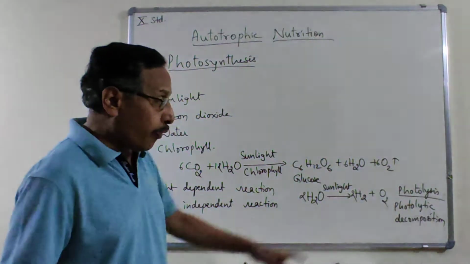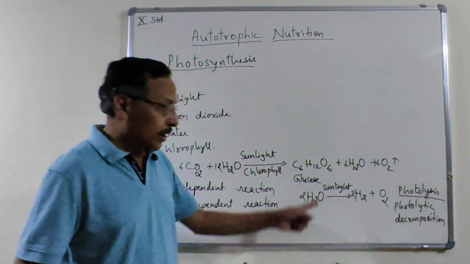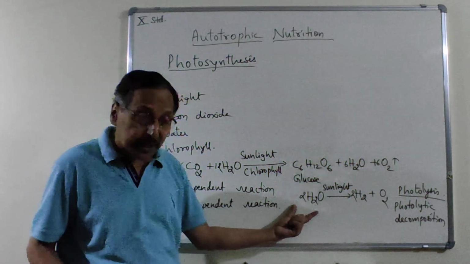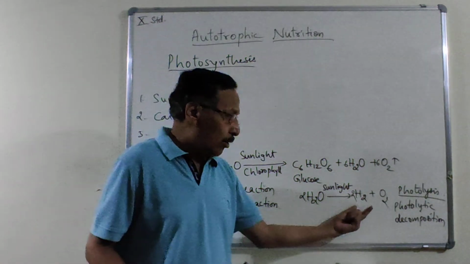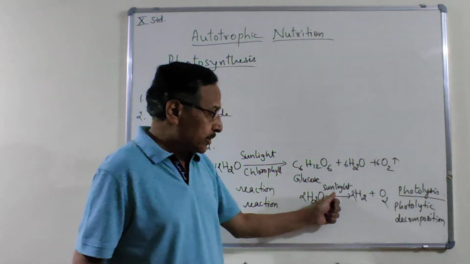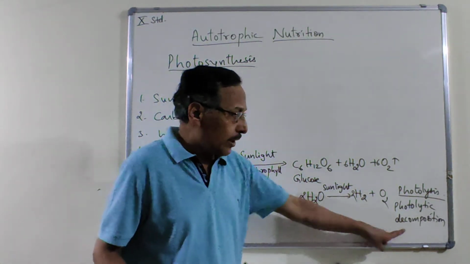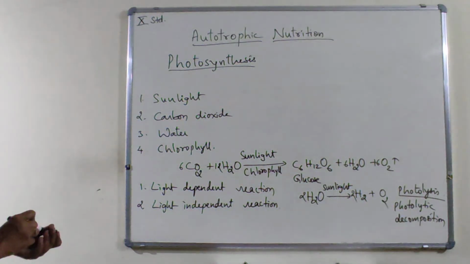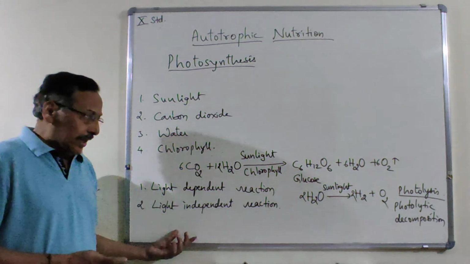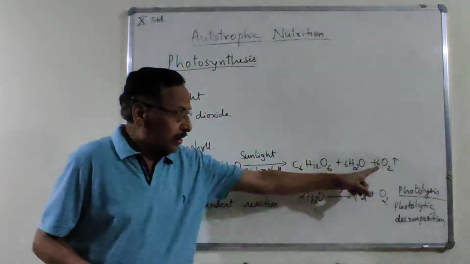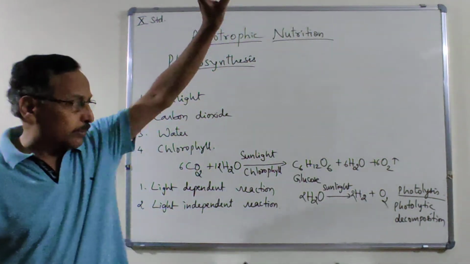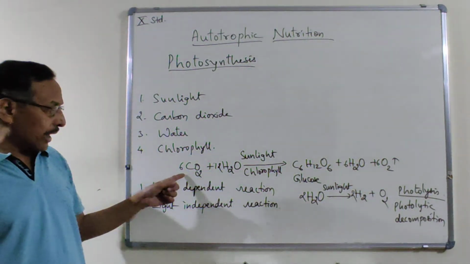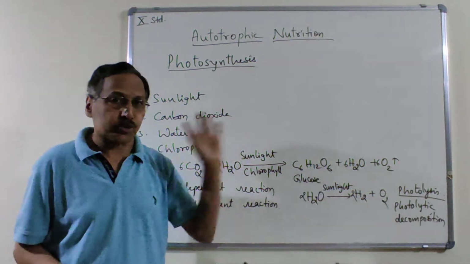Photolysis or photolytic decomposition. Photo means what? Light. So, decomposition of water or splitting up of water into hydrogen and oxygen in the presence of light is photolytic decomposition or photolysis. Right? The oxygen goes away into the atmosphere, okay, as a byproduct. The hydrogen is used to convert carbon dioxide into glucose.